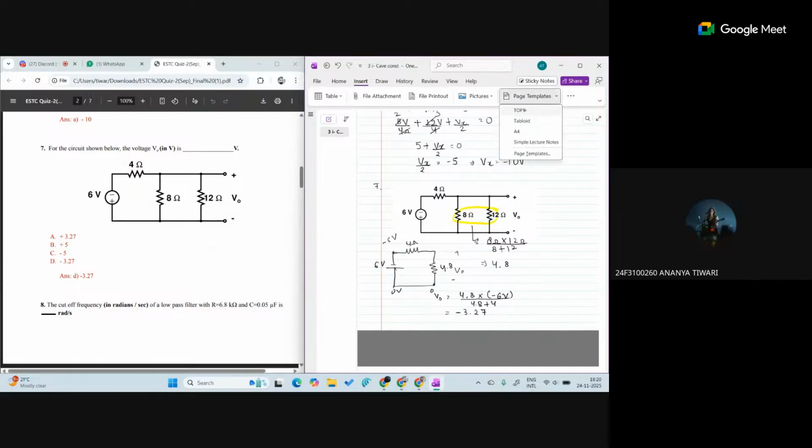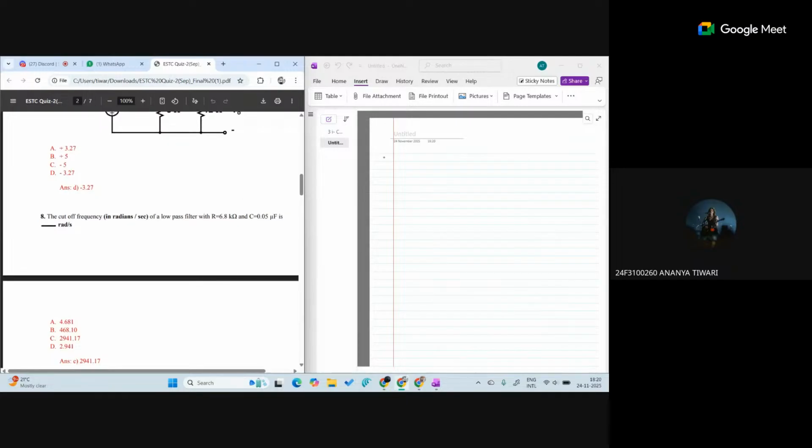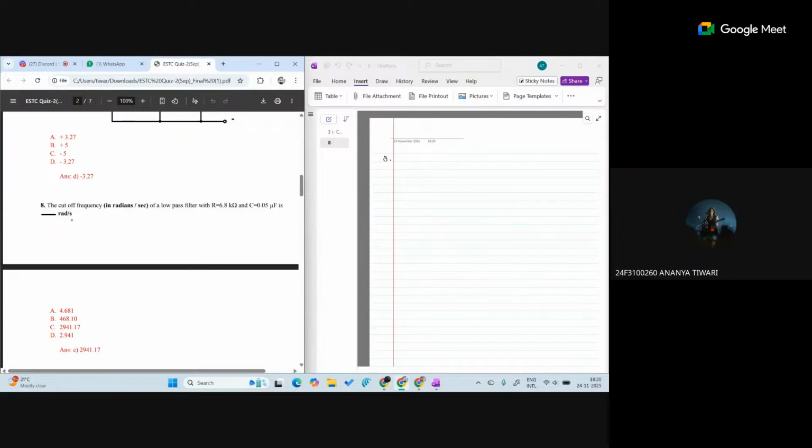Okay, so let's go to the next question. Here we have to find the cutoff frequency. And see one thing here, the unit is given in radian per second, so you will not use the formula f is equal to 1 by 2 pi RC, but you will use omega is equal to 1 by RC. So R is 6.8 kilo ohm and C is 0.05 microfarad.